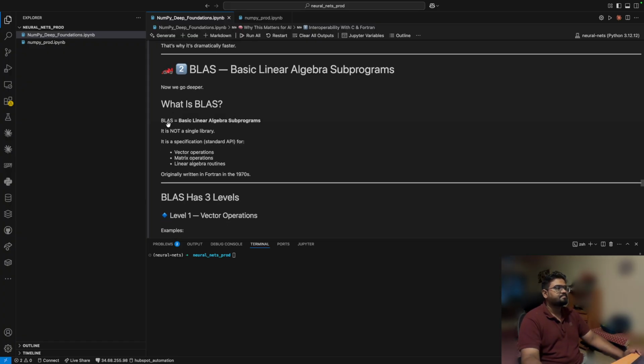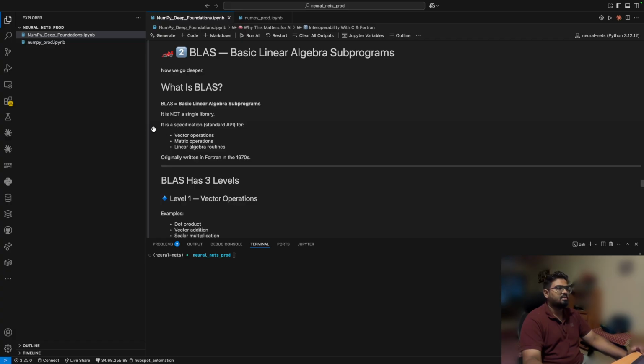So BLAS is nothing but the same thing, and you can consider that BLAS is one layer on top, which is built upon SIMD. So SIMD is the core of BLAS. Internally, it uses SIMD. On top of it is BLAS, because BLAS in itself uses SIMD to perform these different kinds of operations.